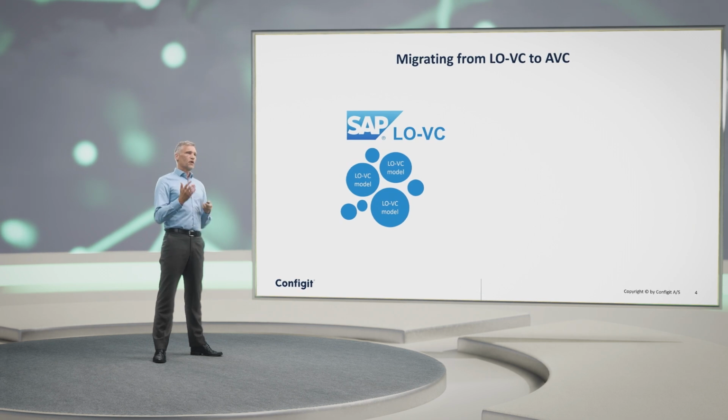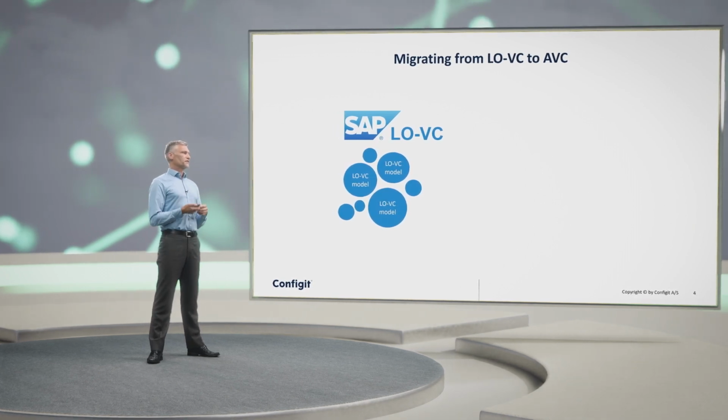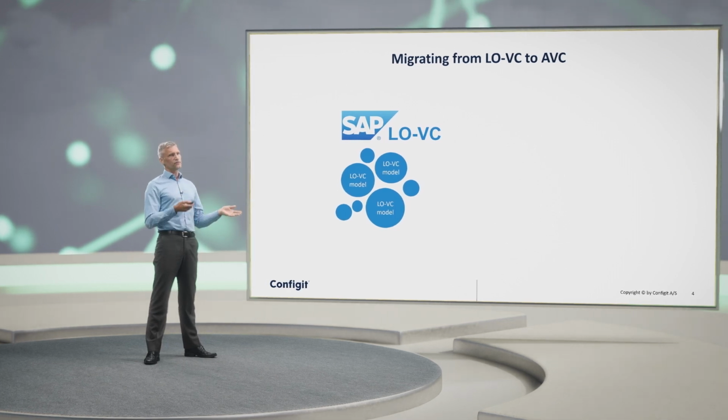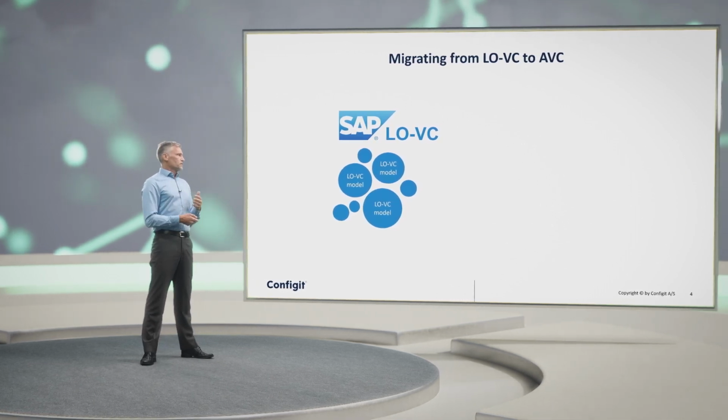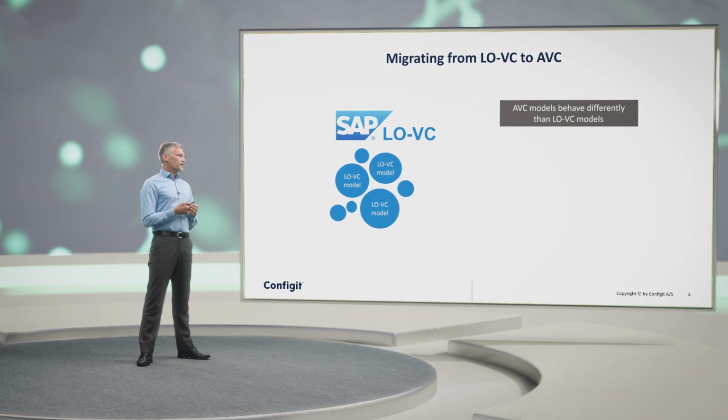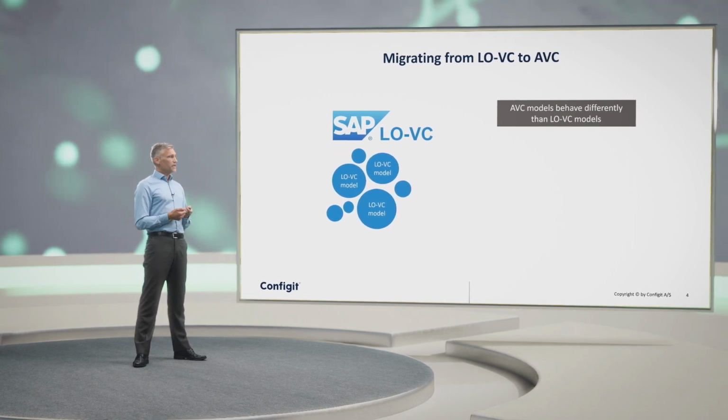Before we look at the different options, let's take a quick look at some of the main implications of such a move from LO-VC to AVC. So first of all, you need to be aware that the AVC models behave differently than the LO-VC models. And like I said before, the main reason for this is that AVC uses a constraint solver called G-code.